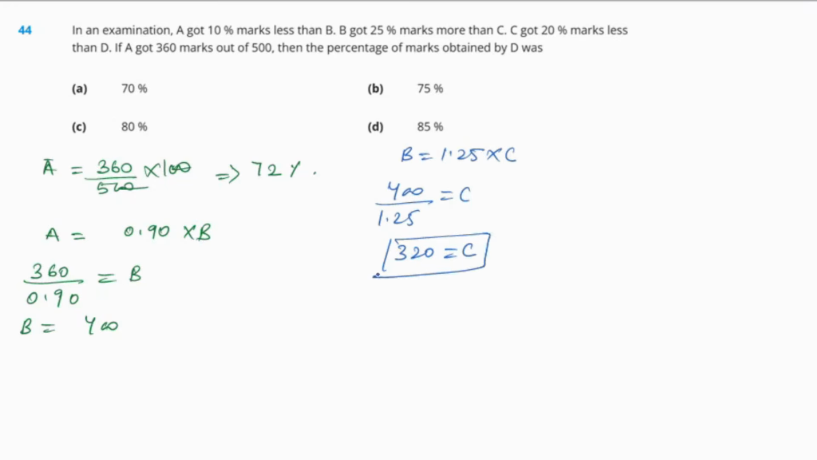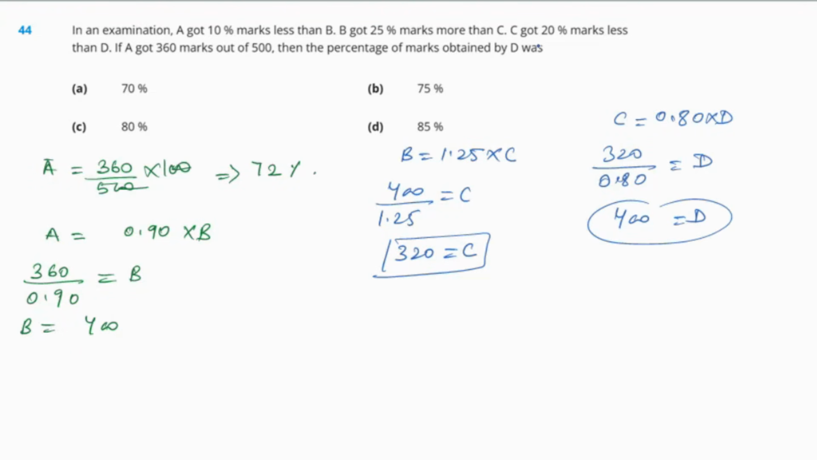C got 320 marks. Okay, and C got 20% marks lesser than D. So which means C needs to be 0.80 times D. Correct, and C is what? 320. So 320 divided by 0.80 is equal to what? D. So when we solve this, D also got 400 marks. Okay, so now the question is saying, the percentage of marks obtained by D was, okay, how much marks is D obtaining? So 400 by 500 times 100 we need to do. So we will be getting 80% marks. So D got 80% marks.